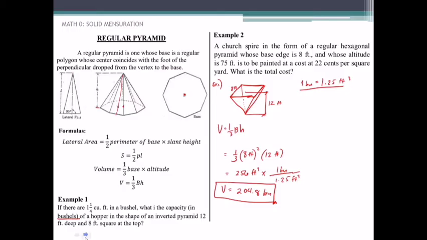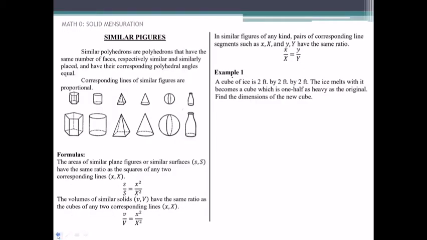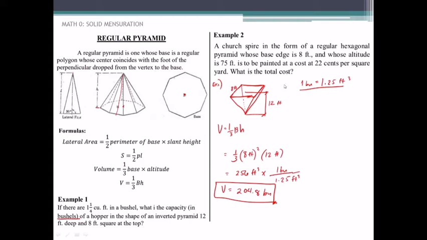Okay, church spire. Okay, so let us have sample problem number 2 here. So, hexagon. So, how many sides are there in a hexagon? 6. Delta 1, 2, 3, 4, 5, 6. So, regular hexagon.